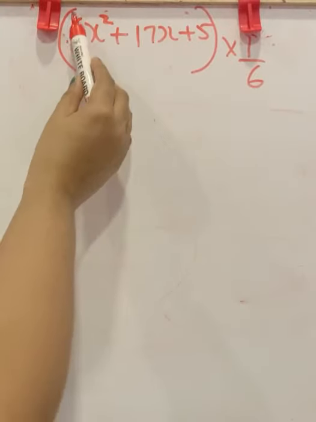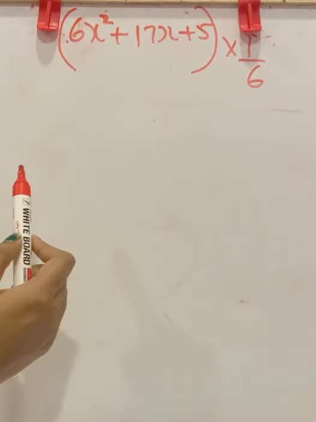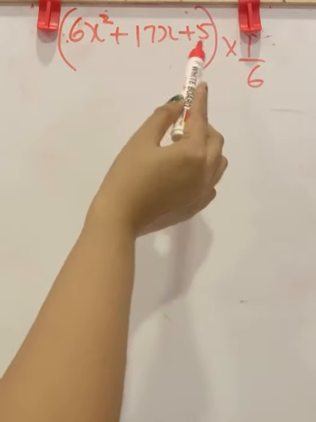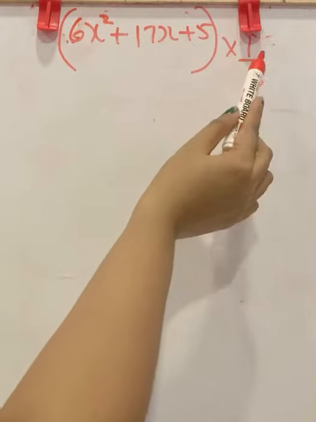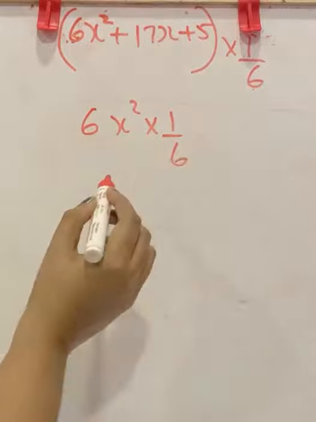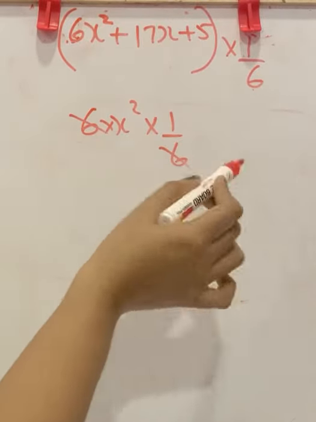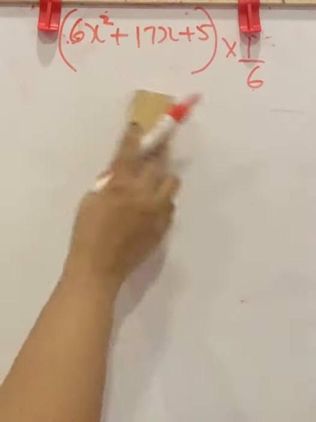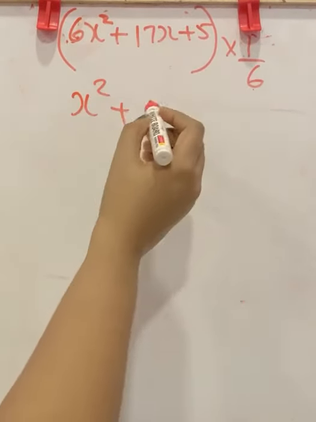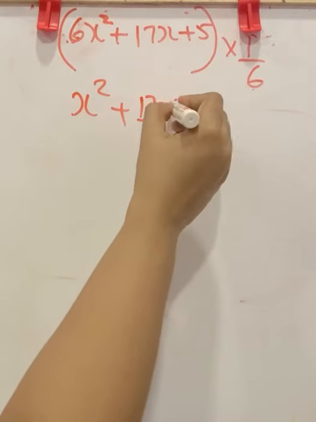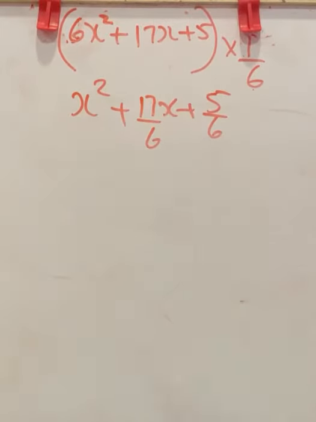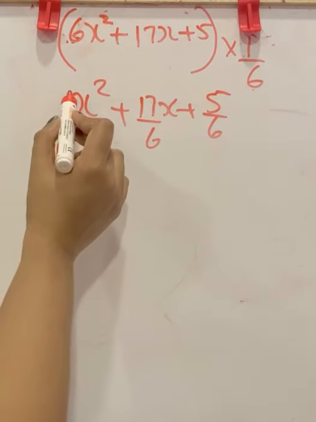We can't multiply only a single term with another constant. If we are doing so, we have to multiply each and every term here. So to cancel this 6, I am multiplying by 1 by 6 with each and every term. 6x square into 1 by 6: 6 and 6 cancel, the balance will be x square. Plus 17x into 1 by 6 is 17 by 6 x, plus 5 into 1 by 6 is 5 by 6. This is the new polynomial. Here the coefficient is 1.